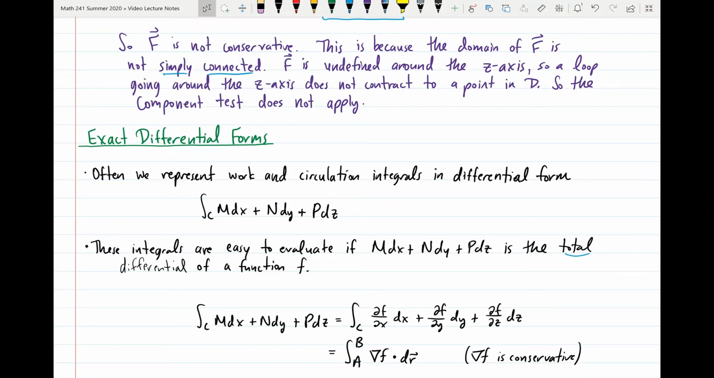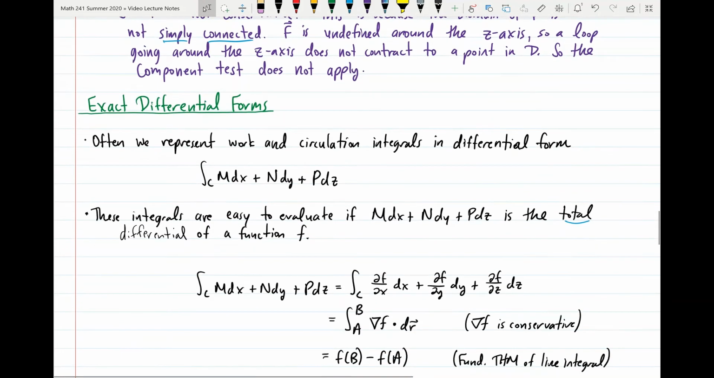Okay, so now we are ready to move on to the second topic for this video, which is exact differential forms. And in many respects, exact differential forms is just an extension of the topics that we've already talked about in this video and the video for the first half of section 16.3.